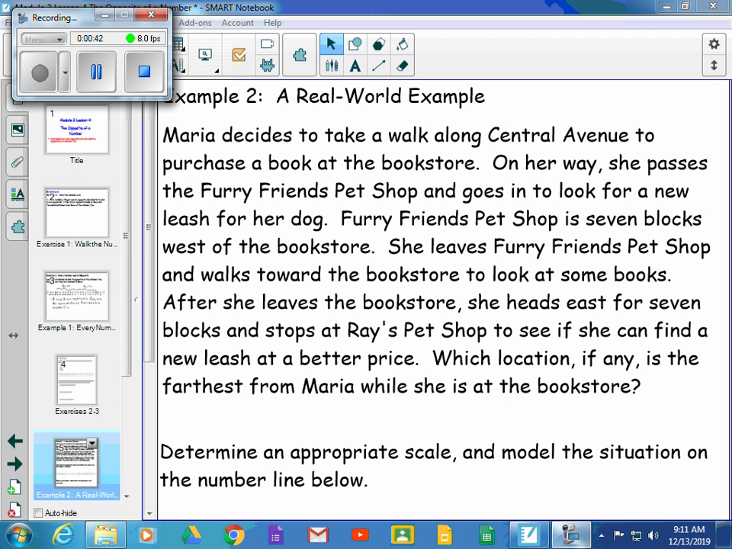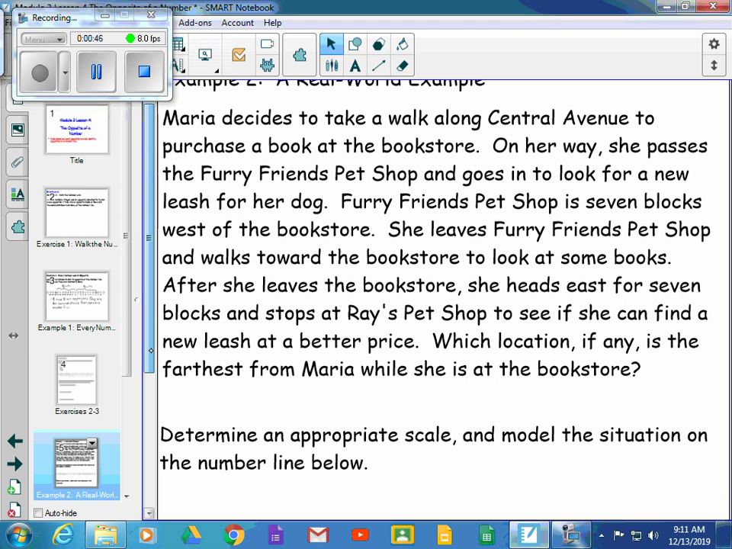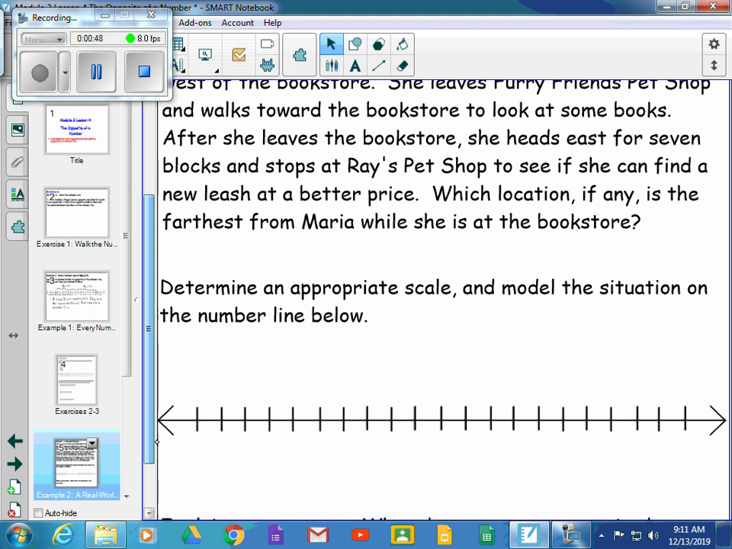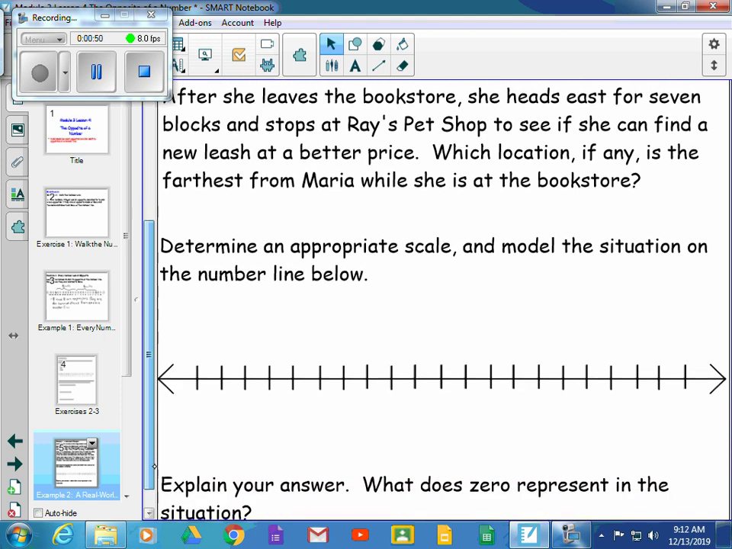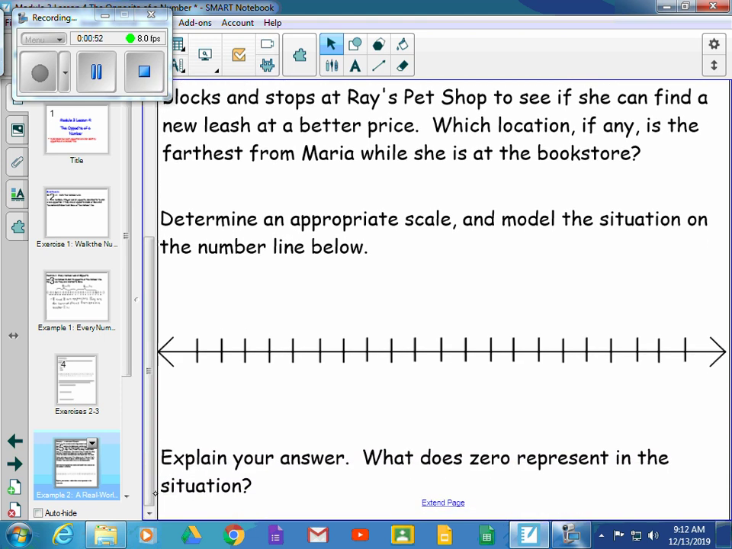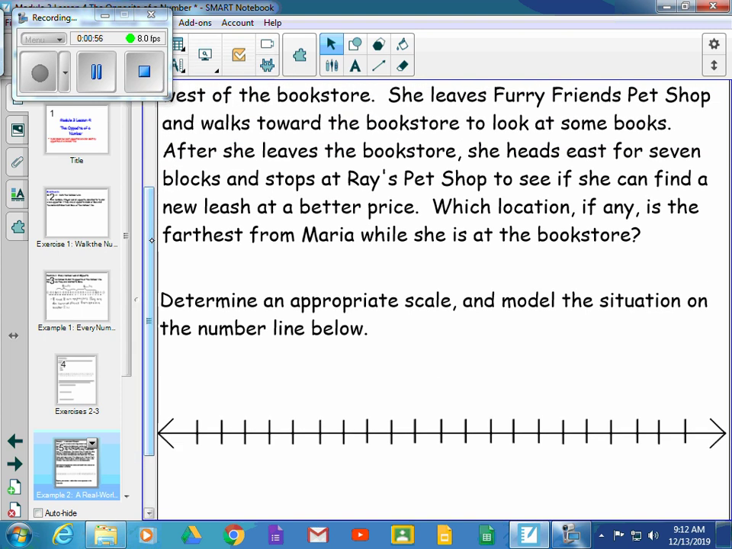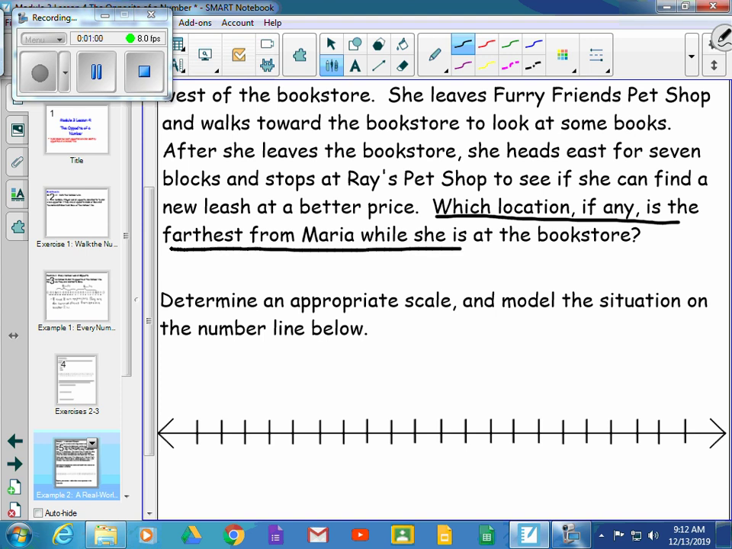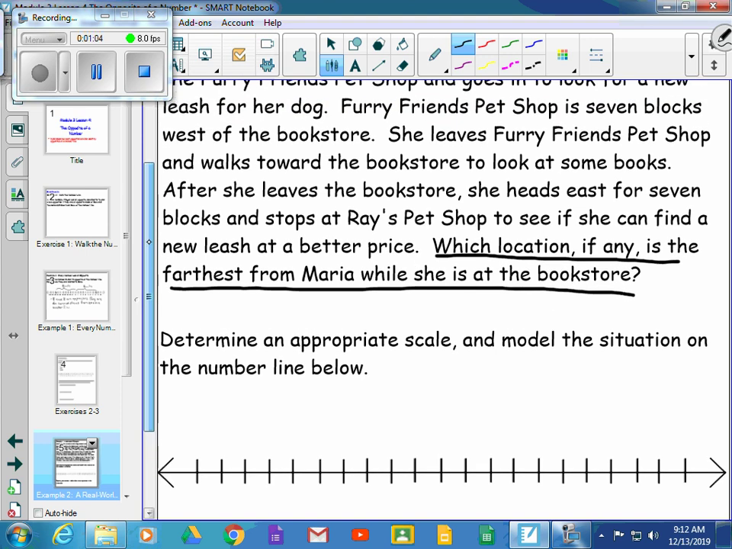Which location, if any, is the farthest from Maria while she is at the bookstore? You need to determine appropriate scale and model the situation on the number line. Now, if we look at our word problem, the question was, which location is farthest from the bookstore? Also notice that the directions that were given for the pet shops are in relation to the bookstore.